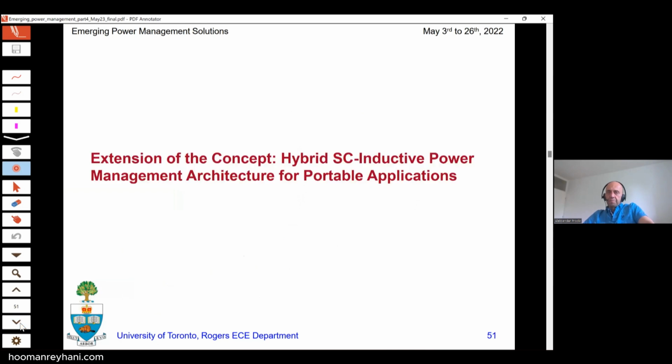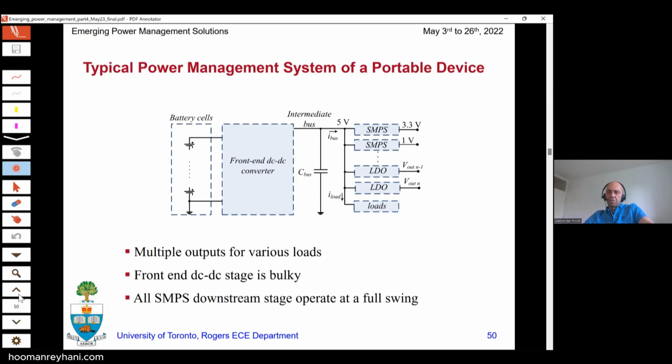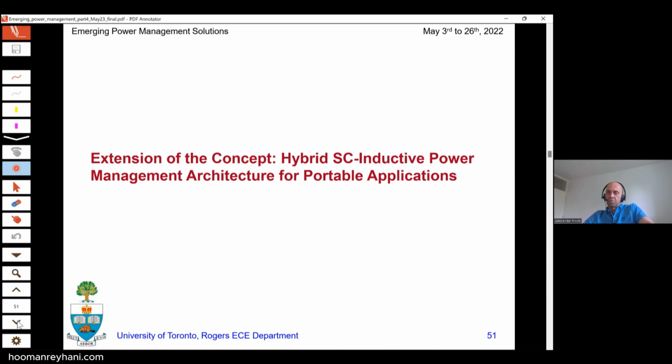Now what we can do, we can look at the extension of the concept of reduced voltage swing and design a battery converter. One of the things that is also important to mention is that if you look at power management systems today, inductors and output capacitors take a significant amount of overall PCB area, and we are going to get to that point soon.